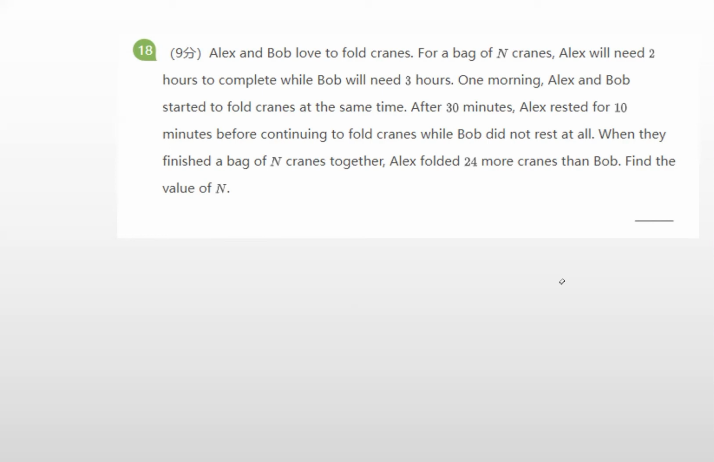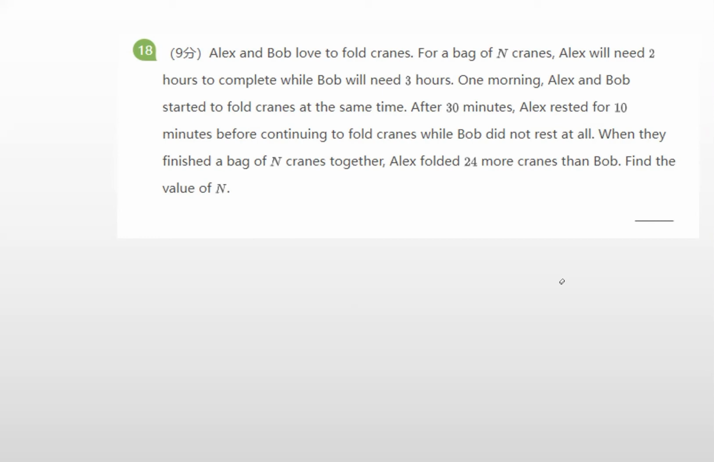So Alex, a bit lazy. I mean, he's tired. He's probably just not as great as Bob. So Bob continued. He didn't rest. Then when they finished a bag of N prints together, Alex folded 24 more prints than Bob. Find the value of N. So what's the total number of N?